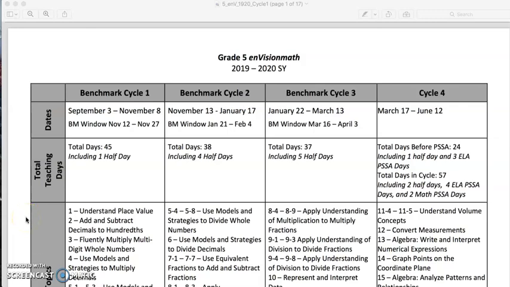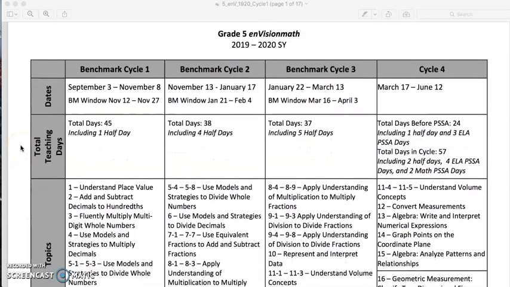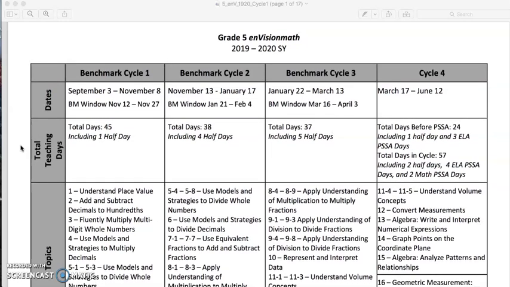Welcome to the Grade 5 enVision Math 2019-20 Scope and Sequence Overview. During this overview, I want to highlight for you some of the key changes and features of the scope and sequence. It's very similar to the past, but we did add a lot of detail, and I want to make sure you understand all that detail so you can best use it.